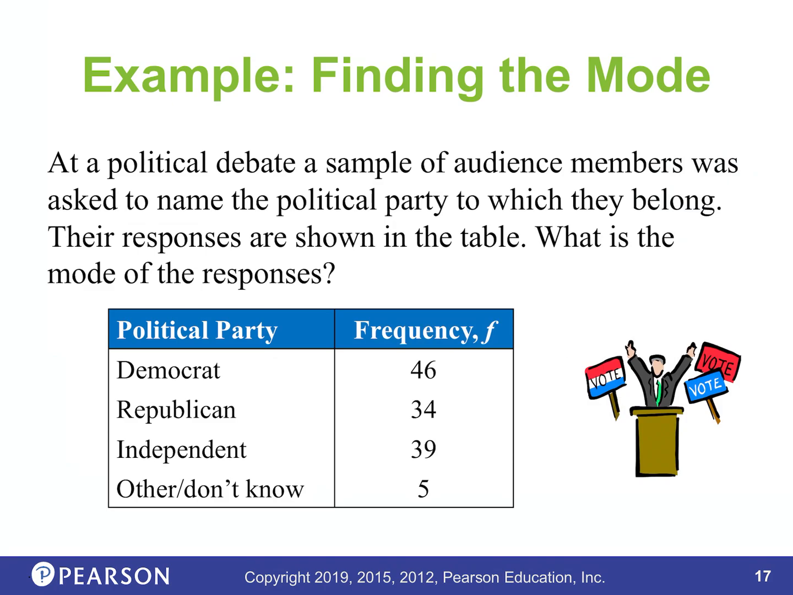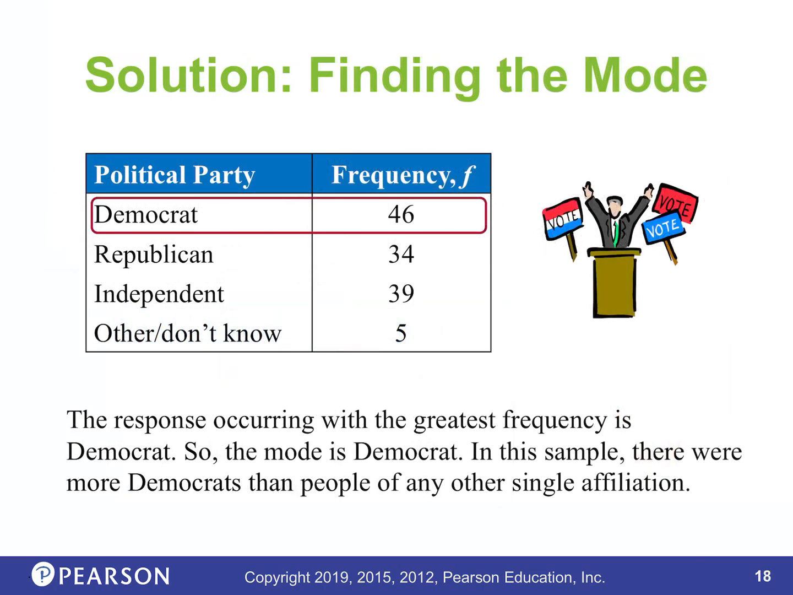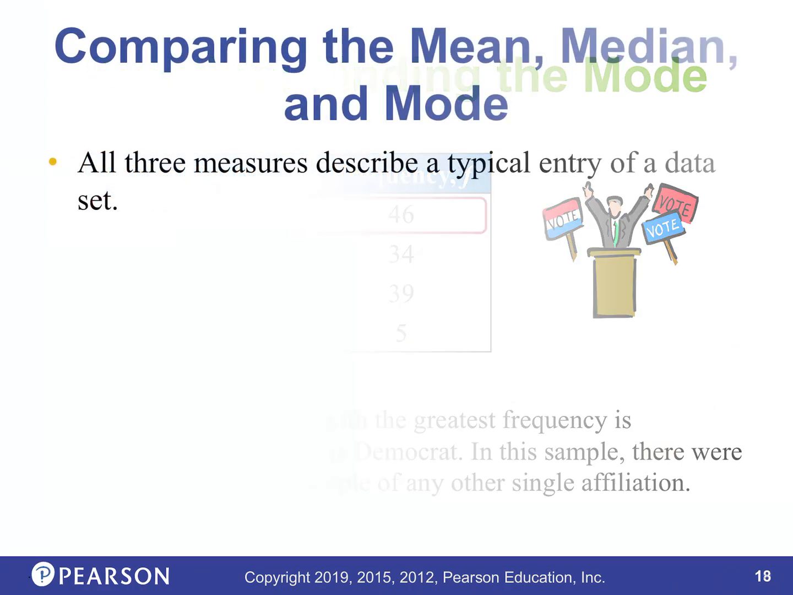At a political debate, a sample of audience members was asked to name a political party to which they belong. Their responses are shown in the table. What is the mode of the responses? So which one occurred most? We see the highest frequency is Democrat. The response occurring with the greatest frequency is Democrat, so the mode is Democrat. In this example, there were more Democrats than people of any other single affiliation.